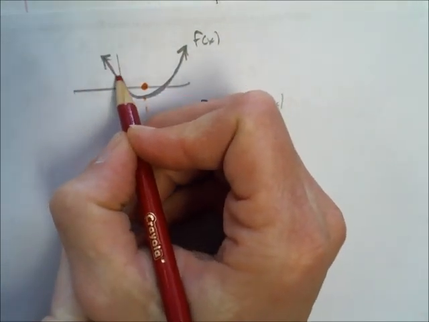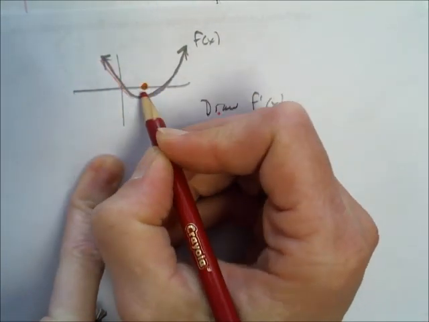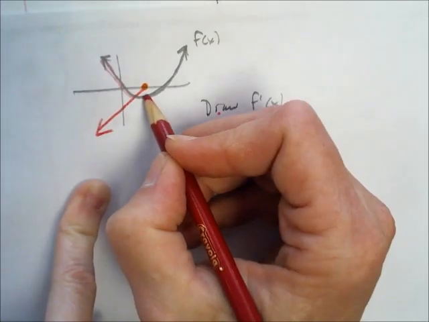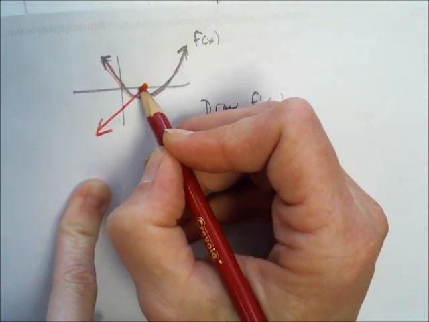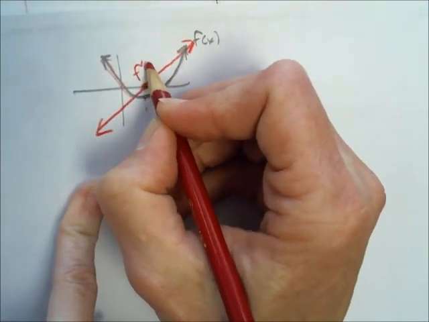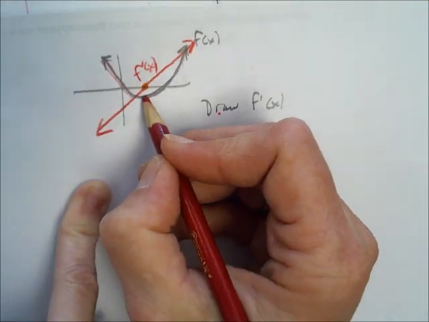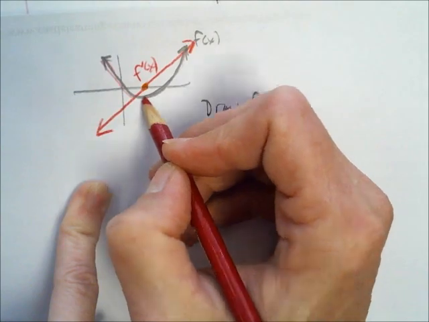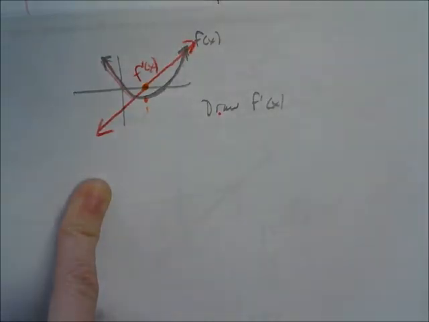Well, this slope is negative. So because the slope is negative, the derivative must be negative. It must be underneath. And from here on up, the slope is positive. So the derivative graph must be positive. So this red would be f prime of x. And that's it. Just figure out the local mins or maxes and put the x-intercepts, and then figure out if the slope is negative or the slope is positive.